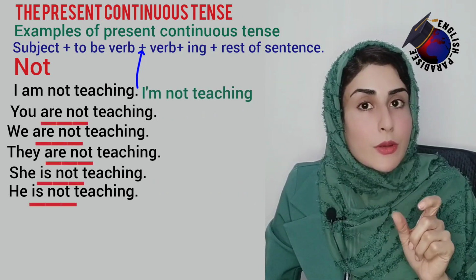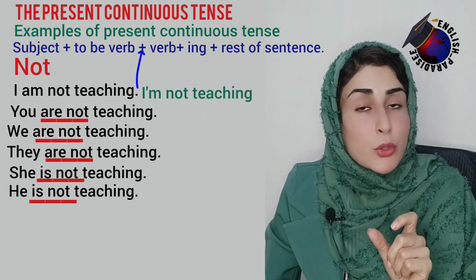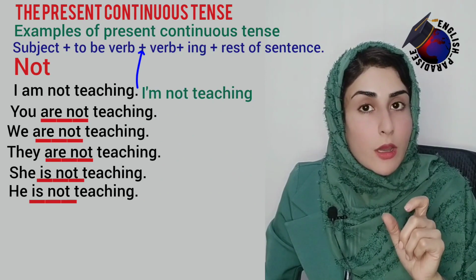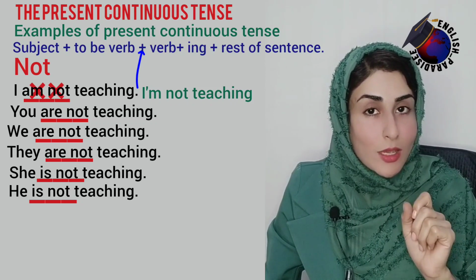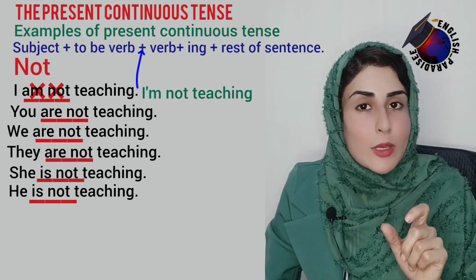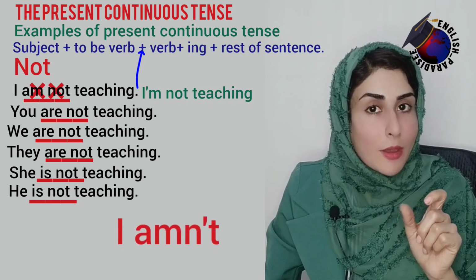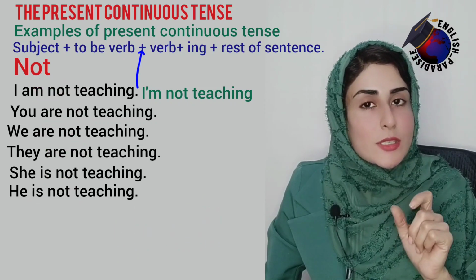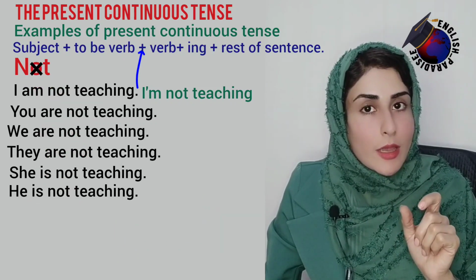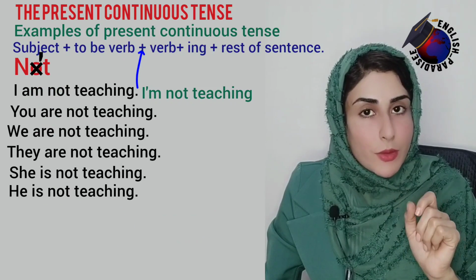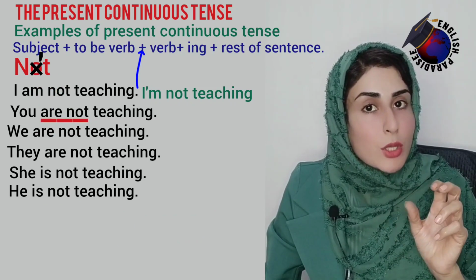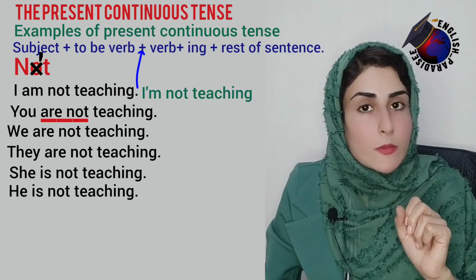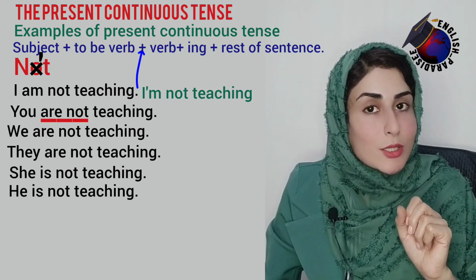And the other way is to join not and the to be verb. But for I am not, we can't use this way. Okay? For example, we cannot say I amn't. Okay? Just take away the o and then put an apostrophe. And then join the to be verb and not. For example, you are not teaching.